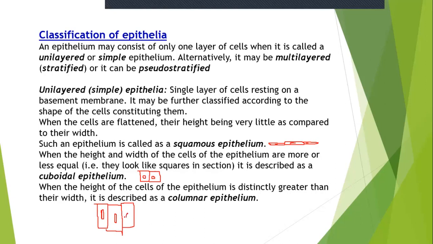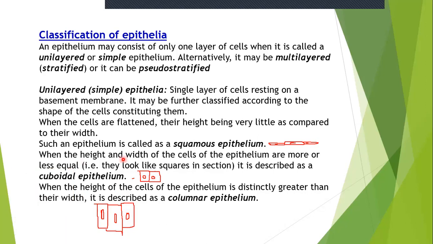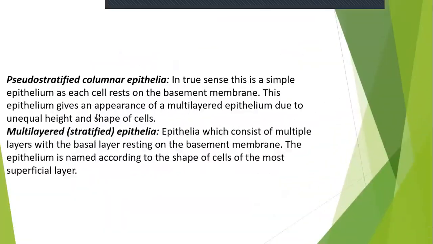So you'll be using this. If they look like this, it is columnar; this is cuboidal; this is squamous. So please understand those, how they look. Okay, so let's proceed. Now, pseudostratified columnar, in true sense, this is a simple epithelium because each cell rests on the basement membrane.